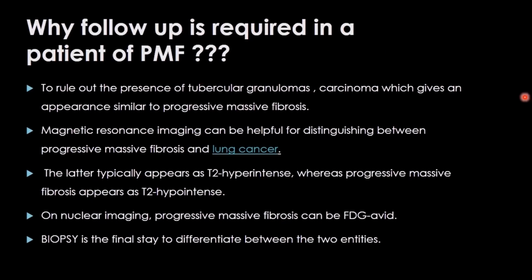What is the importance of following up a case of PMF? Why should we follow? It is to rule out the presence of tubercular granulomas or carcinoma, which give an appearance that is very similar to PMF. MRI can be helpful for distinguishing between PMF and lung cancer. The latter typically appears as T2 hyperintense, whereas PMF appears as a T2 hypointense lesion. On nuclear imaging, PMF can be FDG avid. Biopsy is the final step to differentiate between the two entities.